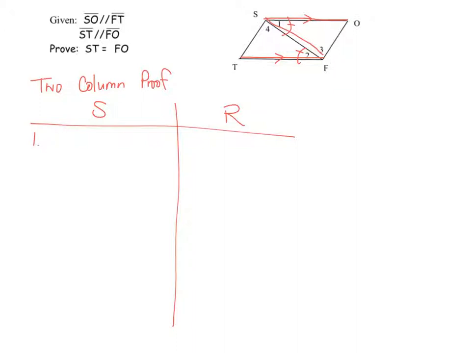First I have to write down that I had parallel lines, so SO was parallel to FT. That was given. And then I have to write down that angle 1 is congruent to angle 2 because they are alternate interior angles.